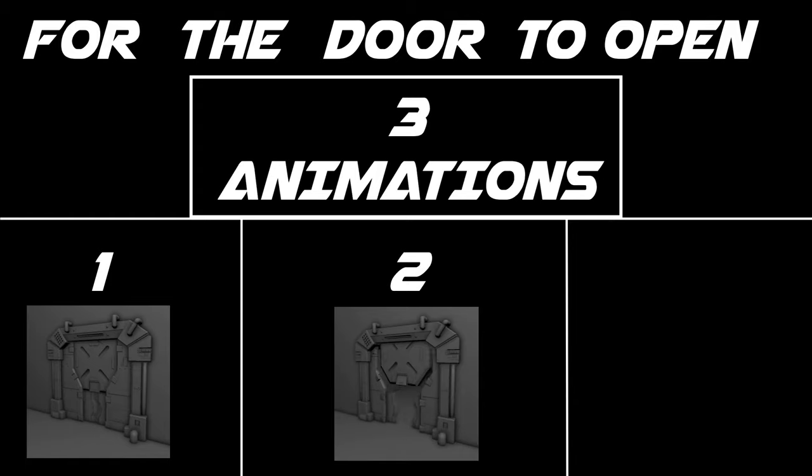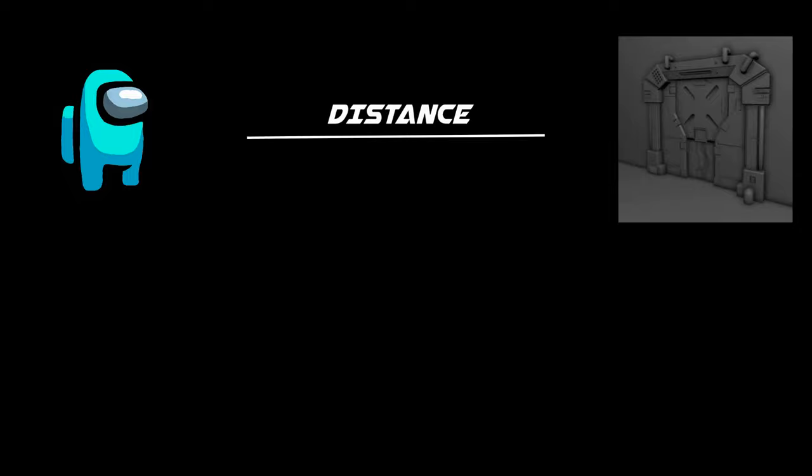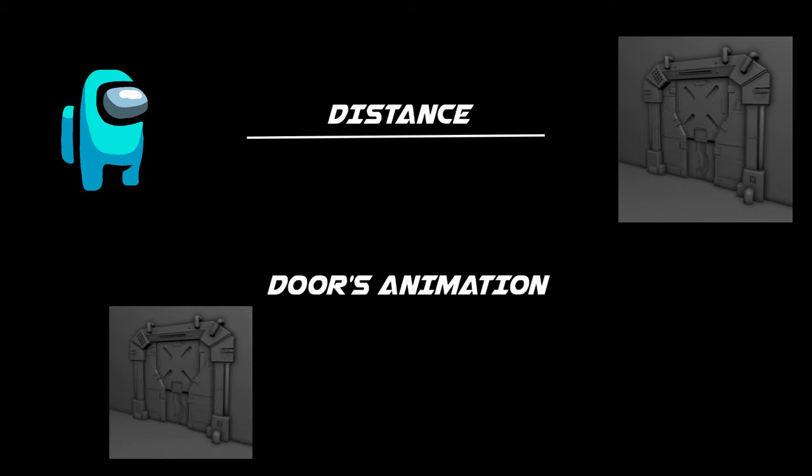First one is going to be an idle animation where the door stays closed. Second one will be the animation where the door opens. And the third one will be an idle animation where the door stays opened. Then, we'll calculate the distance between the player and the door. And if the player is close enough to the door, we'll change the door's animation from closed to open.